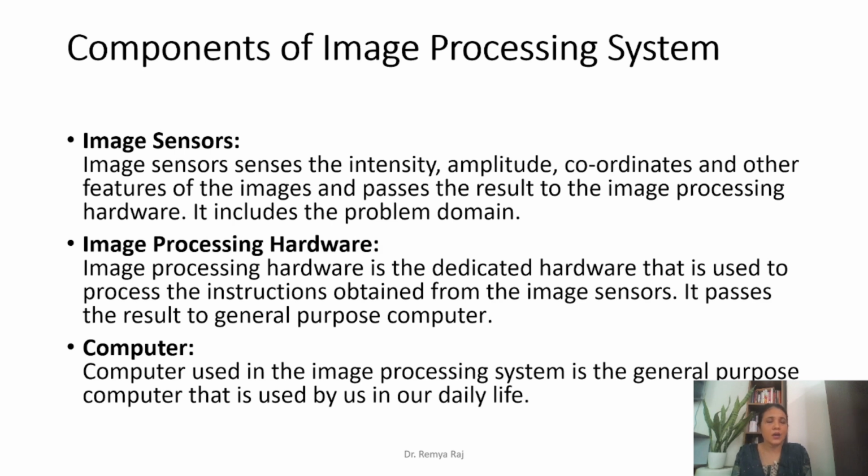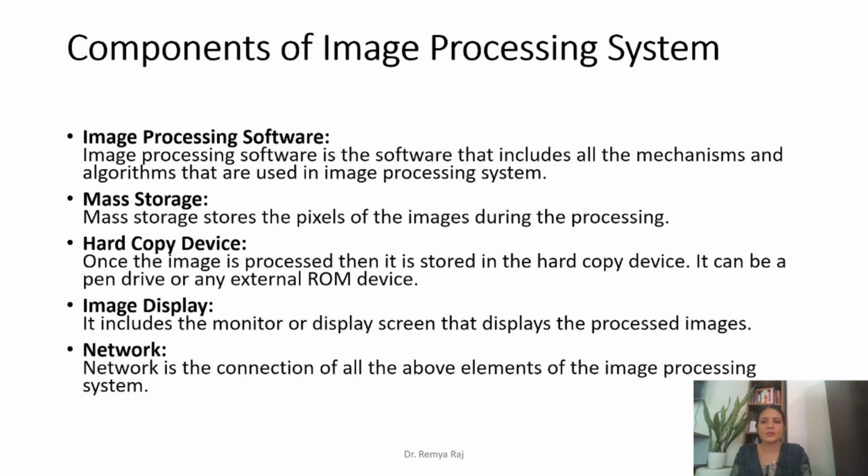It is dedicated hardware, used to process the instructions obtained from the image sensor. It passes the result to general purpose hardware. The computer used in the image processing system is a general purpose computer, like the one we use in our daily life. A normal general purpose computer can be used in the image processing system.